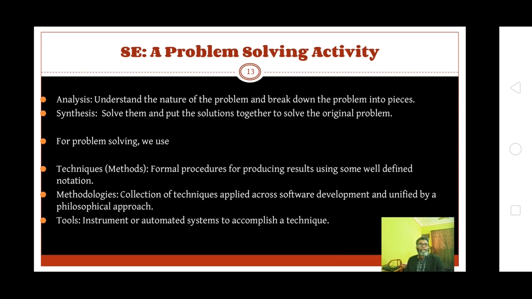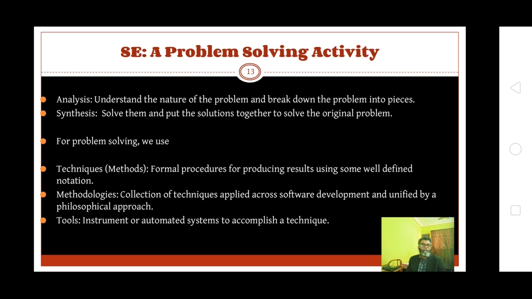Software engineering is considered as a problem-solving activity. It is divided into two sections, analysis and synthesis. In analysis, understand the nature of the problem and break down the problem into pieces. This means analysis is breaking down the text or problem that you are examining in order to understand each individual part. Synthesis: solve them and put the solutions together to solve the original problem.